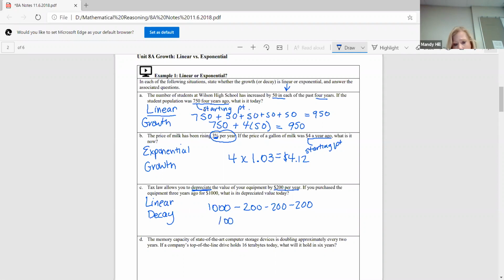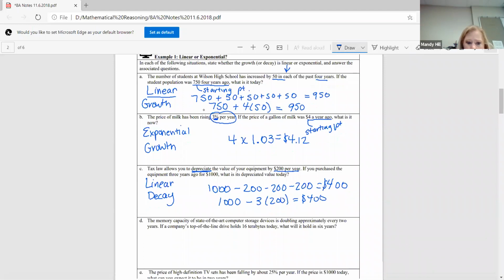Another way to write this problem would be 1,000 minus 3 times 200. Those would both get you the same thing. The reason I'm writing it in a different way is that if this happened over 20 years or something like that, we wouldn't want to write minus 200, minus 200, minus 200 20 times. That would be ridiculous. So we're down to $600. I mean, sorry, $400. Both of these would give us the same answer if we calculated them.